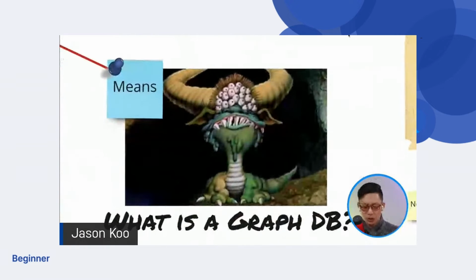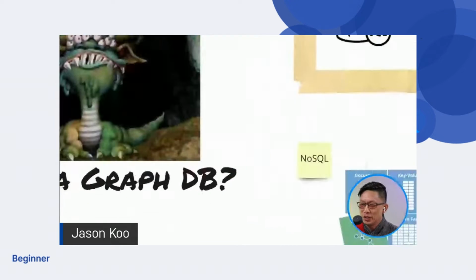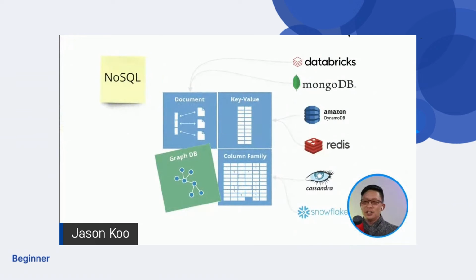Okay, so now that we have kind of an idea of why graph technologies, graph databases are important, what exactly is a graph database? Like, how does it work? Okay, so in summary, graph databases are one of four broad NoSQL database categories, right? We have documents, key values, column family, and here I've got a short list of the famous companies and technologies that represent these other NoSQL database technologies.